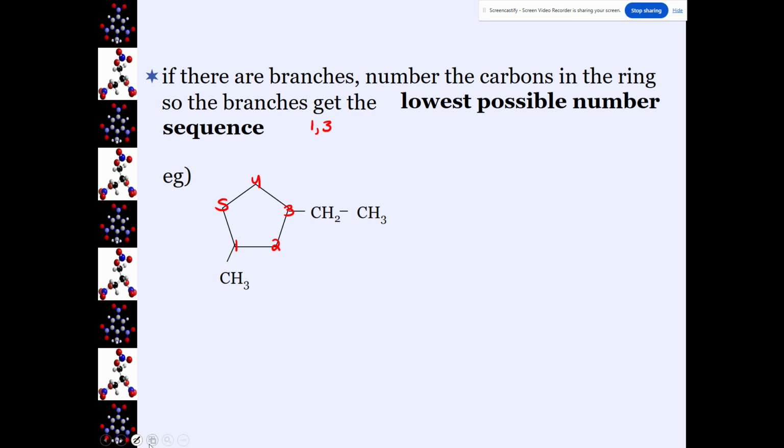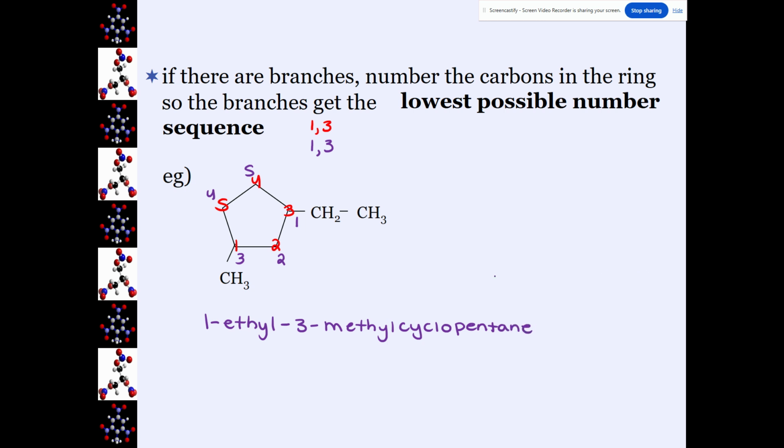If I try other ways, let's say I start 1 here, go in this direction, my branch sequence is 1 and 3. So if you can go multiple ways and you get the same branch sequence, it actually doesn't matter which one you choose. You will get slightly different names. So let's say I name it the purple way. On carbon 1 is my ethyl branch. I'm still naming my branches alphabetically. On carbon 3 is my methyl branch. And the parent is cyclo, don't forget, cyclopentane.